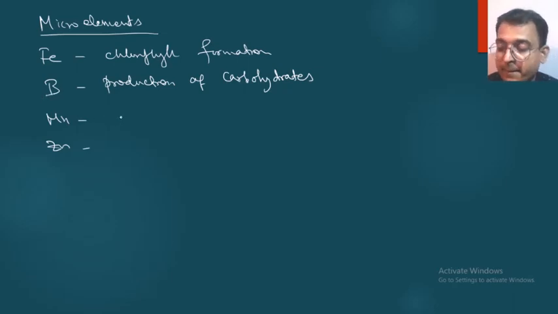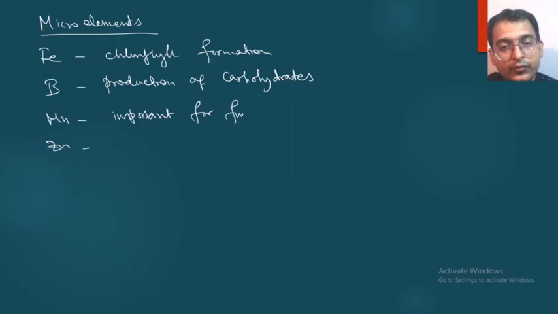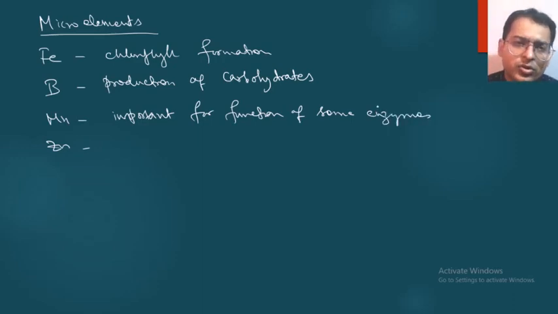Next, manganese. It is important for the function of some enzymes. These enzymes include superoxide dismutase, for example, you need not remember the name. In short form it is known as SOD. This helps in removing stress; whatever free radical reactions are taking place can be removed. That is the importance of manganese.